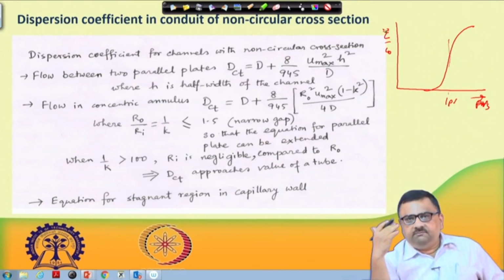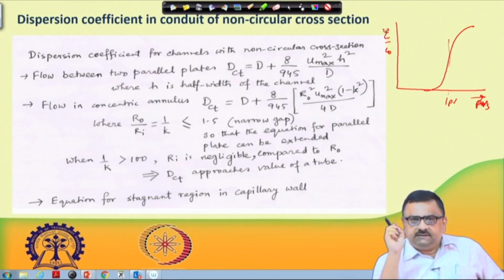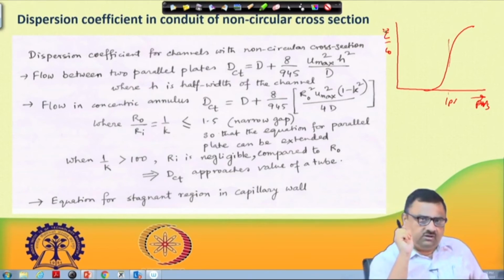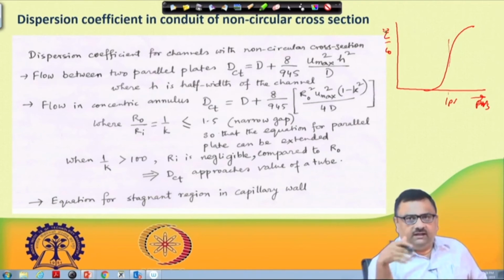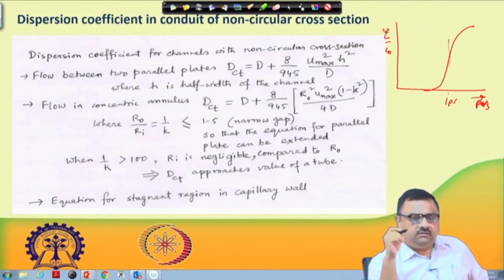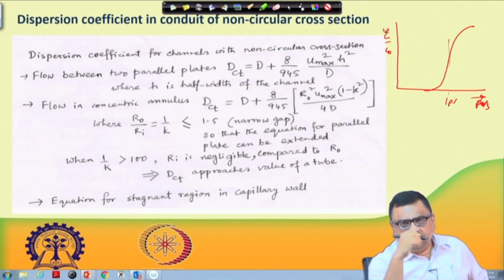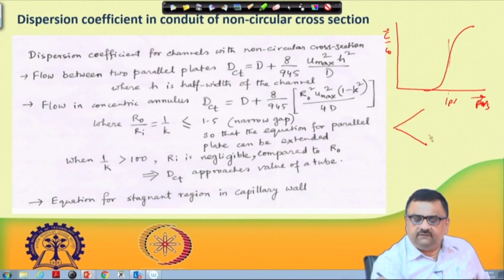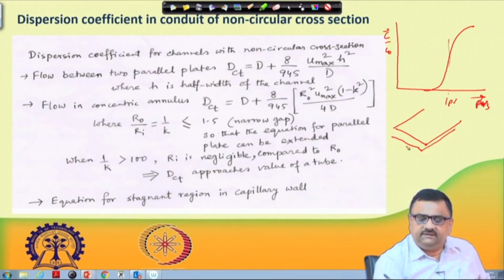Second thing is, there could be ways to think, why are we always going by a circular cross section? Will there be any better definition of dispersion coefficient if we use a non-circular cross section of the capillary? Out of that interest, what has been done is flow between two parallel plates instead of flow through a circular cross section. To flow between two parallel plates means if you have a plate like this and another plate like this, and flow is taking place between these.